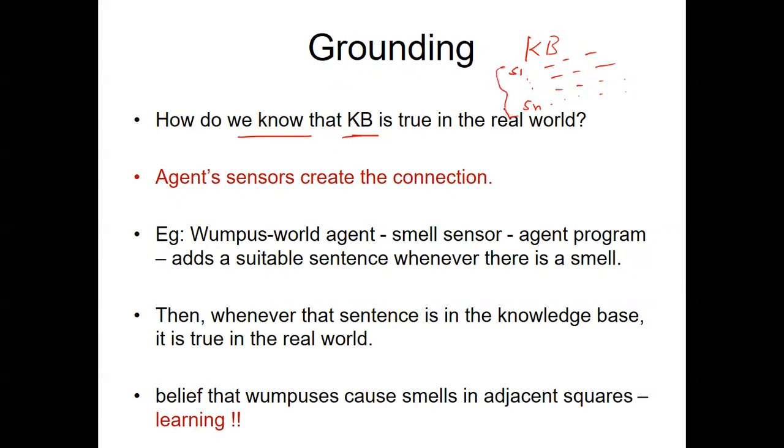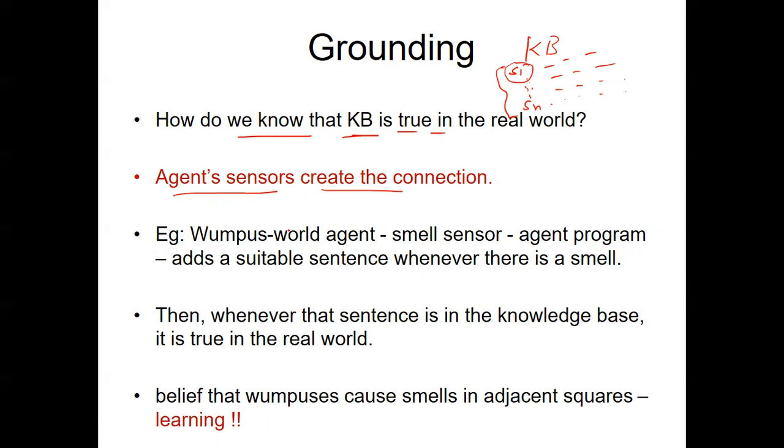When can we say the KB is grounded? If all of these sentences are reflecting the real world, if all of these sentences are connected to the real world, then we can say that the KB is grounded. Now how do we ensure that the KB is true in the real world? We ensure it through the agent's sensors. The agent's sensor is the one which creates the connection with the real world, and through that we are quite sure that whatever statement is added in the KB is in synchronization with the real world.